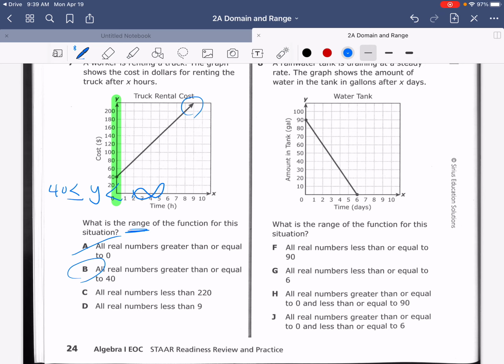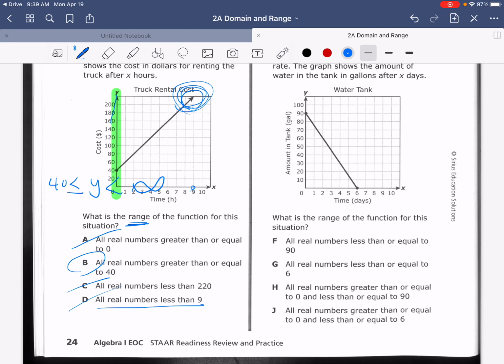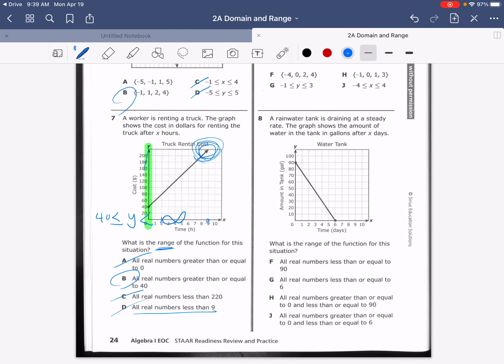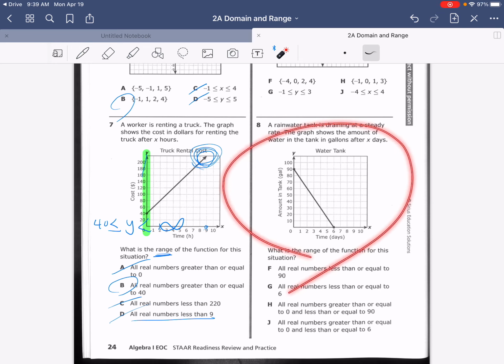All real numbers less than 220, like this point? No. All real numbers less than 9. Where did you get the 9 from? Oh, here. Remember, this one is not an end point. This is an arrow. So just keep going down, keep going up. Now try this question by yourself. But this one has 2 end points, so you have to be careful, okay?